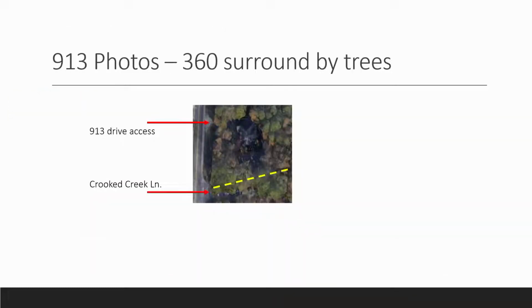So let's take a look at that. Sorry for the quality of this picture. We did not invest in drone shots for the sale of the property or for this meeting, but it shows you the 913 property, the surround of trees on this property, 60 feet trees. I have some other pictures that will show you the type of trees we're talking about. You can barely see the drive access to 913 there. And then to Crooked Creek, and the yellow dotted line is our property line along Crooked Creek.